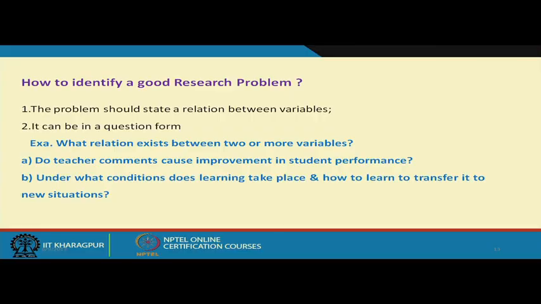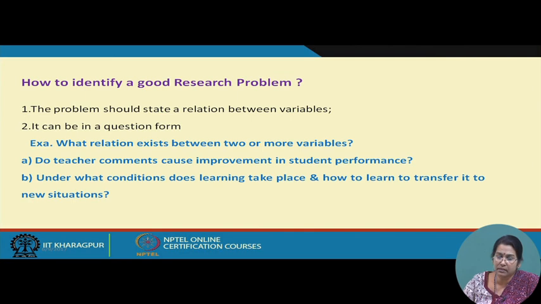Similarly, for example, under what conditions does learning take place, and how to transfer it to new situations? Again, it is a question, but is it feasible to verify? It is difficult because it involves many complexities, a complex relationship between 3 variables: under what conditions learning takes place, how to learn, and how to transfer this learning to new situations. So, it involves many sub questions as well.